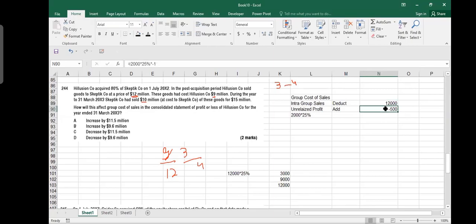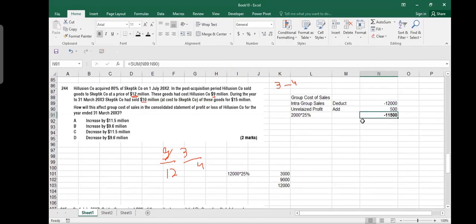So if this goes up, this goes down. Or you can say that either you put this as minus and this as plus, okay? So cost of sale will be 11.5 million reduction. A reduction of 11.5 million in cost of sale. Your answer should be answer choice C.